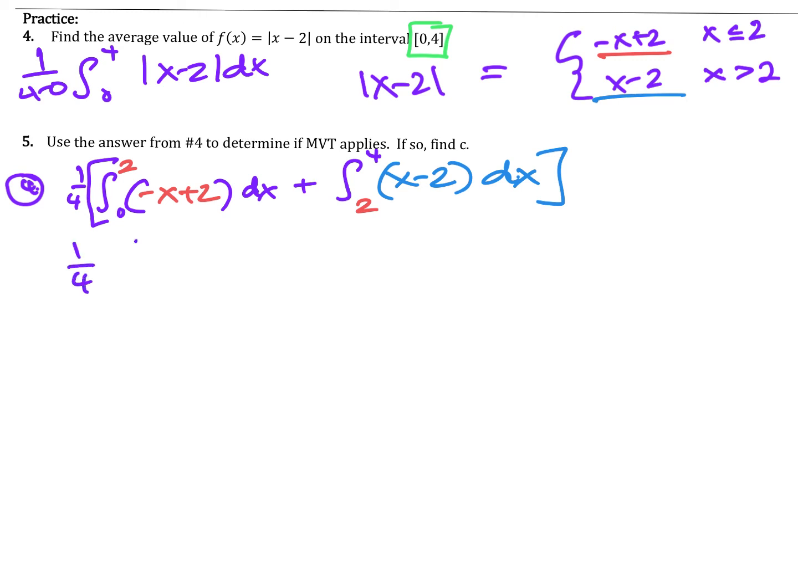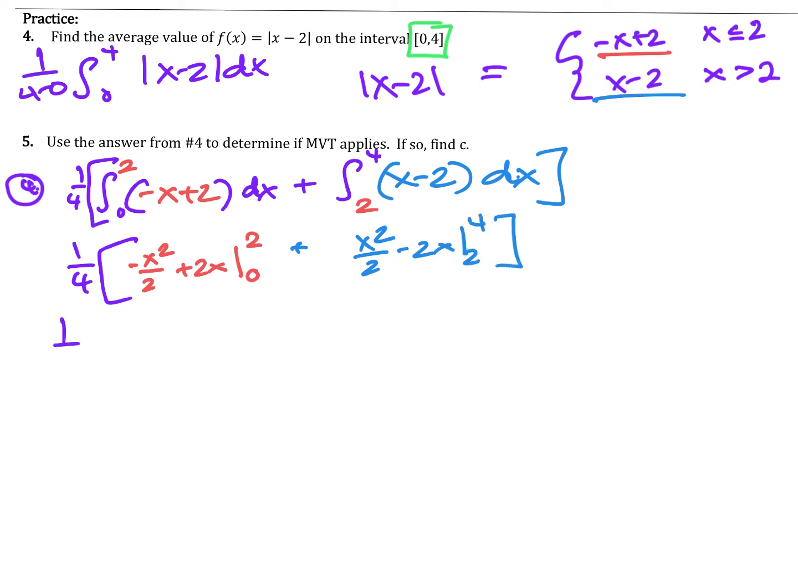So this is going to be 1/4 times, if I integrate negative x plus 2, I get negative x squared over 2 plus 2x. This is going to be evaluated from 0 to 2, plus x squared over 2 minus 2x, and this is going to be evaluated from 2 to 4. So I'm going to keep my 1/4 in front. If I plug in 2, I'm going to have the opposite of 2 squared. So negative 4 divided by 2 is negative 2, plus 2 times 2 is 4, minus 0.